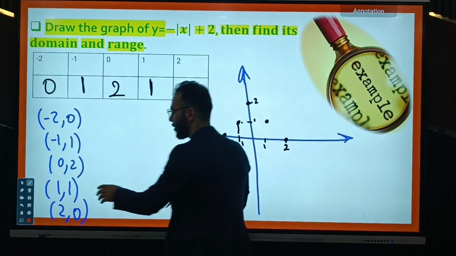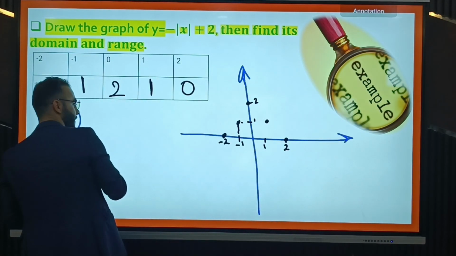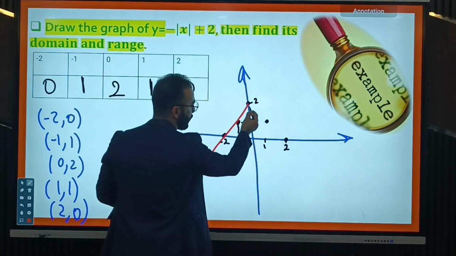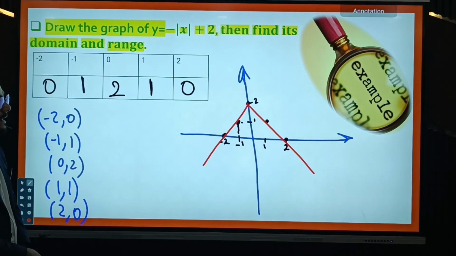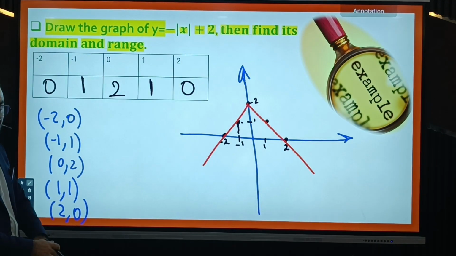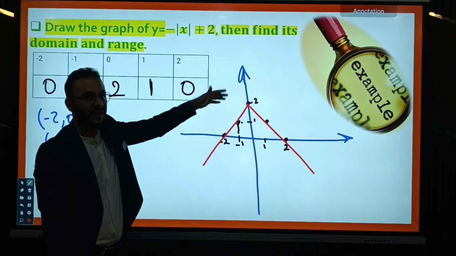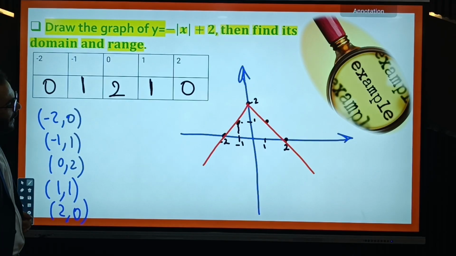So let's connect, let's join these points. Oops, I was about to clean it. Erase it. So let's just join these points. It may not be that accurate, but this is going to be the graph. So it opens down, by the way, because of that negative. In the transformation part, we will study it. Okay? This is how we are going to graph this type of function.